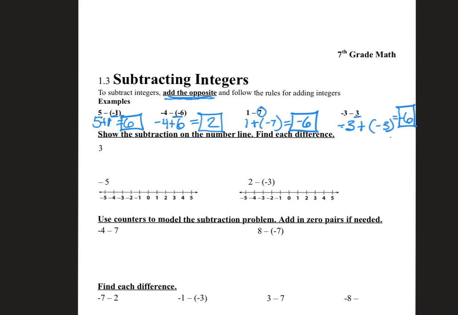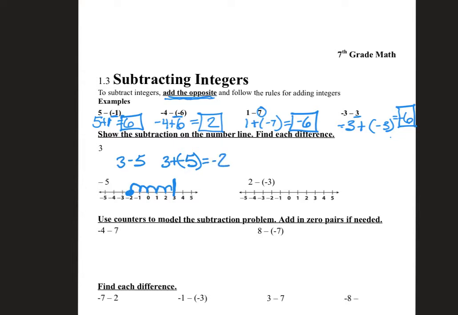On the next set of examples, we're going to go ahead and use our number line. So we have 3 minus 5. Okay, so again, we're going to add the opposite. It's going to be 3 plus a negative 5. So again, I start at 3. I'm at 0. I move over to 3, right? And then I'm going to add 5 negatives. 1, 2, 3, 4, 5. And my solution is a negative 2.